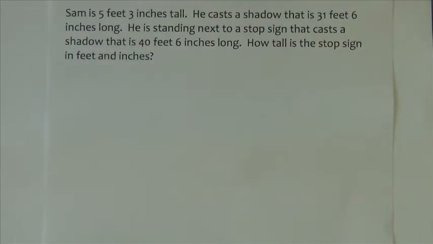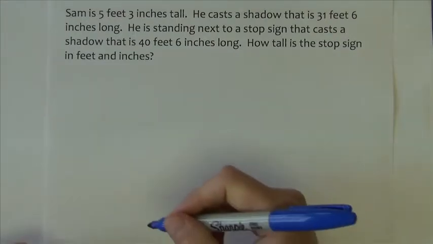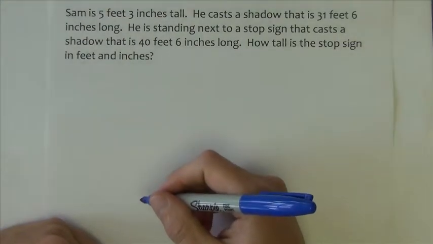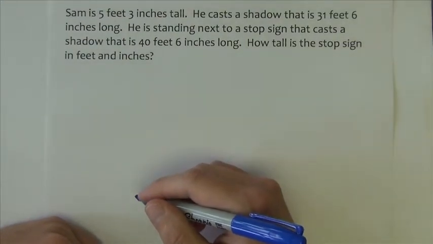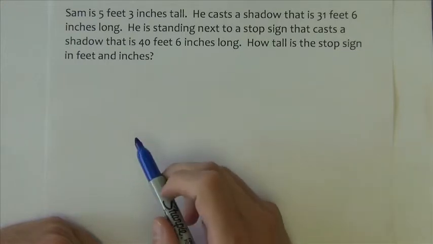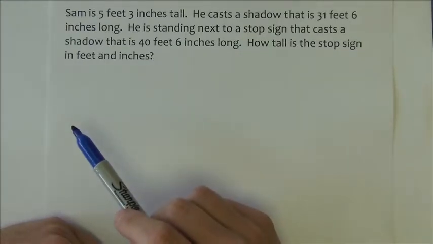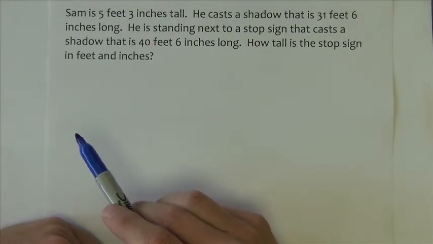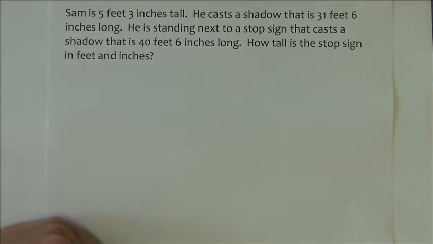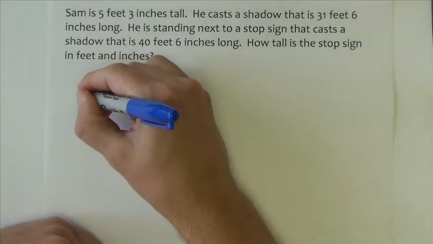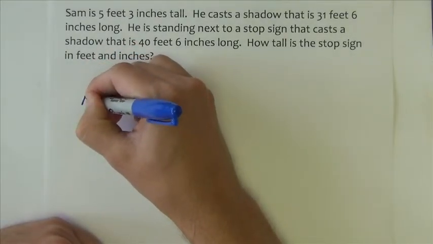Now I want to do a couple of word problems where proportions aid in the solving of the problem. This one says Sam is 5 feet 3 inches tall. He casts a shadow 31 feet 6 inches long. He is standing next to a stop sign that casts a shadow 40 feet 6 inches long. How tall is the stop sign in feet and inches? Okay, so let's just diagram this with a picture.